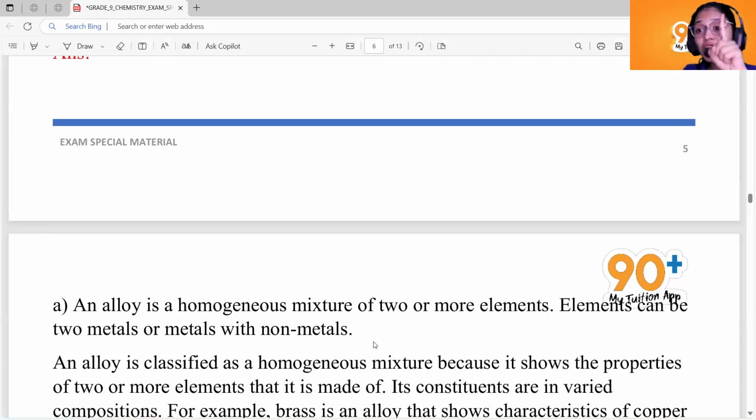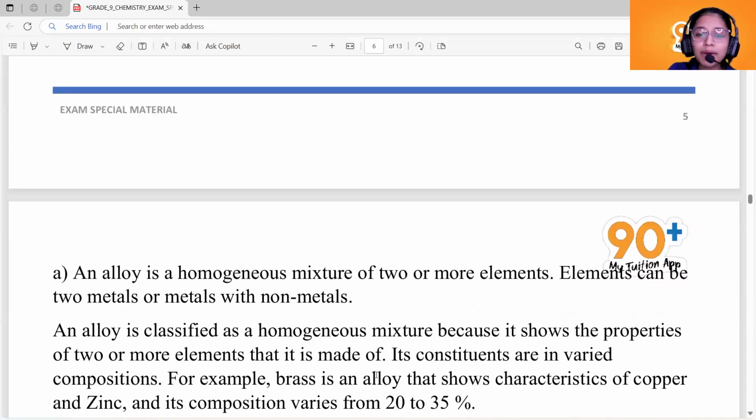In compounds, after the formation of a compound, it will not have any properties of the elements from which it is formed. But in the case of alloys, after the elements are mixed and made to form an alloy, the alloy will have properties of the elements which mixed. Its constituents are in varied compositions. In compounds, it is mandatory that a fixed proportion must be followed, but in the case of mixtures, that is not compulsory. It can combine in any proportion.